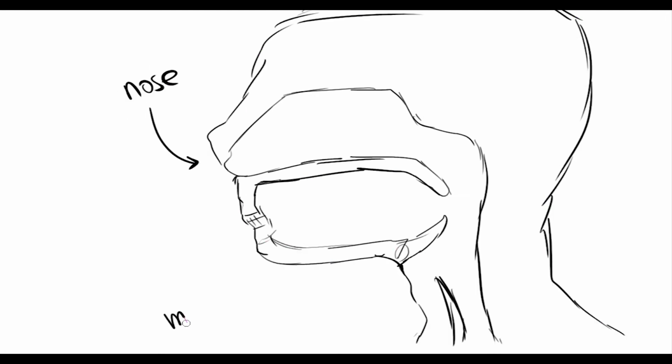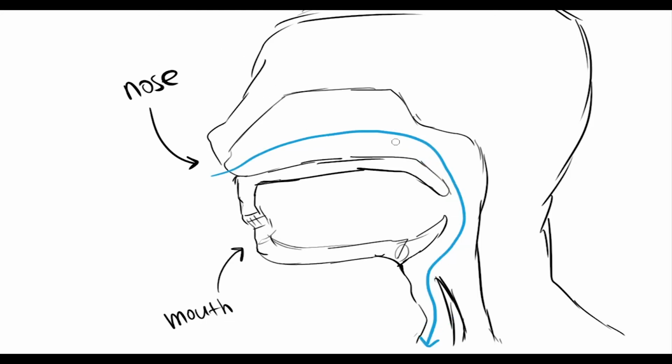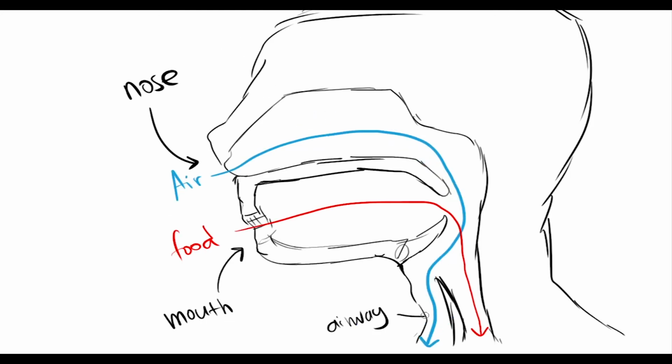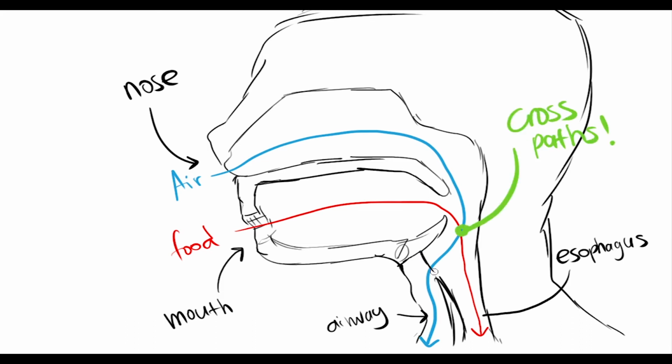The reason that we still choke on our food is because our airway and digestive system cross paths. Air goes from our nose to the airway, but food goes from our mouth to the esophagus. As we can see here, they cross paths. Luckily, we have evolved a muscle called the epiglottis to make sure the right thing goes down the right pipe. But mistakes still happen, and hence why we still choke.